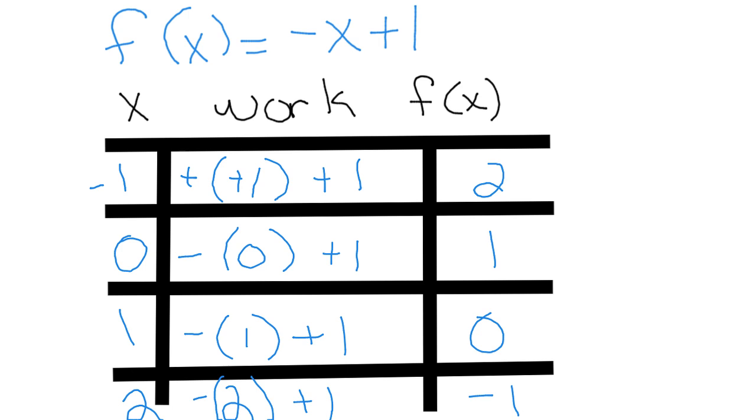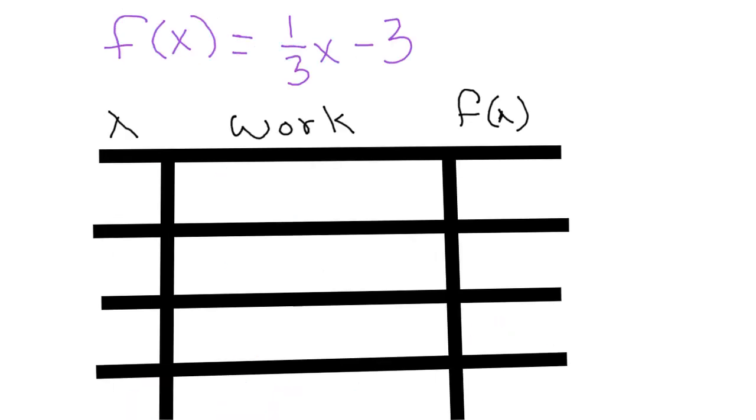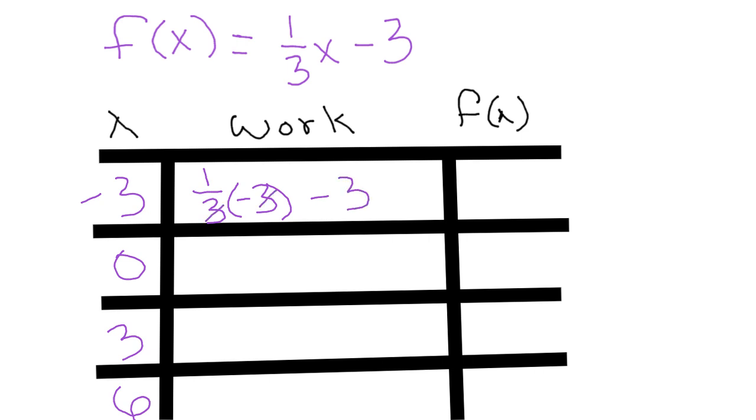When dealing with a function that has a fraction for a slope, the best thing to do is to use multiples of the denominator so that you don't get a function value as a fraction. So we're going to use the values negative 3, 0, 3, and 6. This way, the fraction cancels each time. So again, like we did before, we're going to take out the x and put in the value that we chose for x. The 3's cancel, so I have 1 times negative 1, which gives me a negative 1 minus 3, which gives me negative 4.